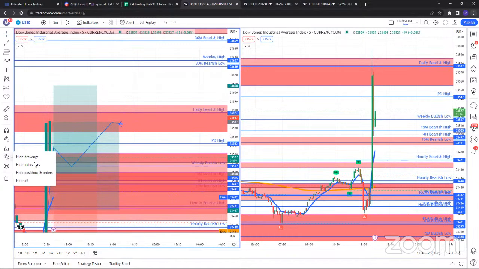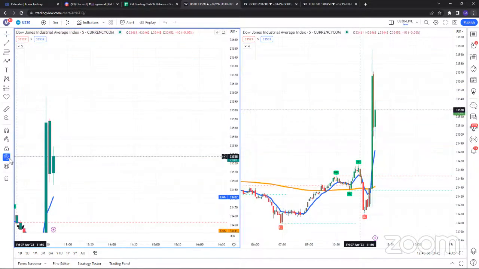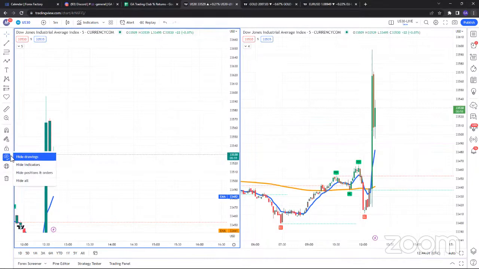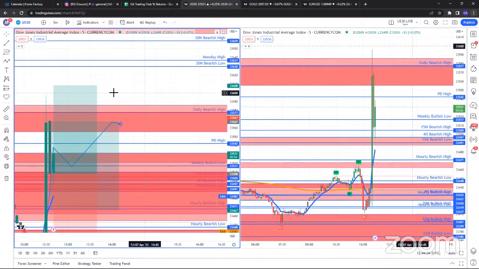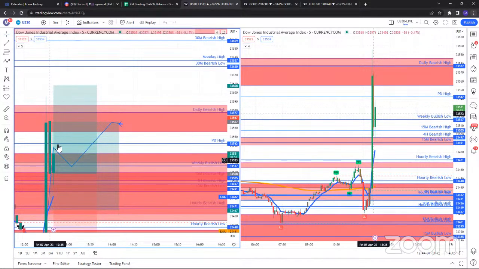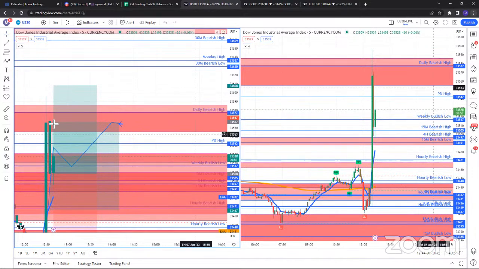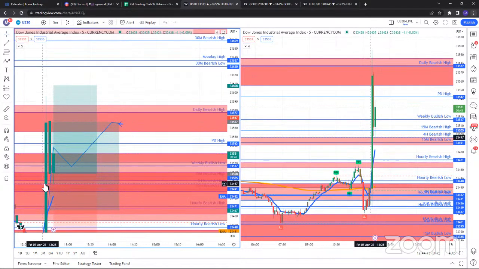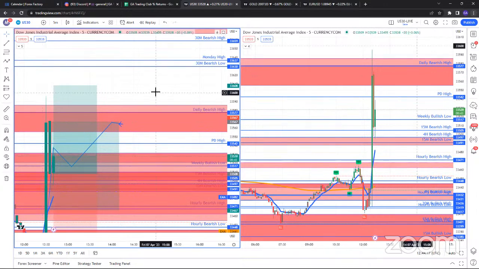See if I can hide. Oh, it's still a drawing. Okay. So personally, I did miss the sell, but the sell went up about 70 pips. Yeah, the sell went up 70 pips in profit. The buy is currently up 30 pips in profit.